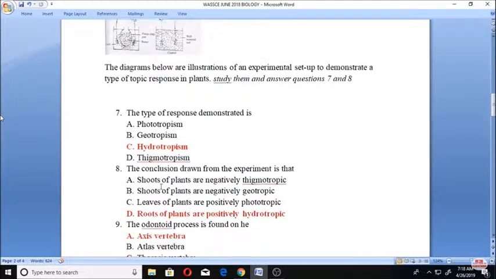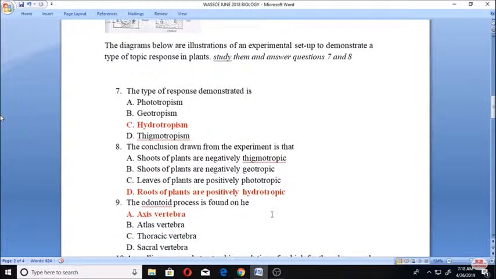Now number 8, the conclusion drawn from the experiment is that: A, shoots of plants are negatively thigmotropic. B, shoots of plants are negatively geotropic. C, leaves of plants are positively phototropic. D, roots of plants are positively hydrotropic. Now, having in mind that the type of motion that is happening is hydrotropism, then the answer has to do with hydrotropic. So the right option here is that the roots of plants are positively hydrotropic, because they are tending towards where the moisture is.